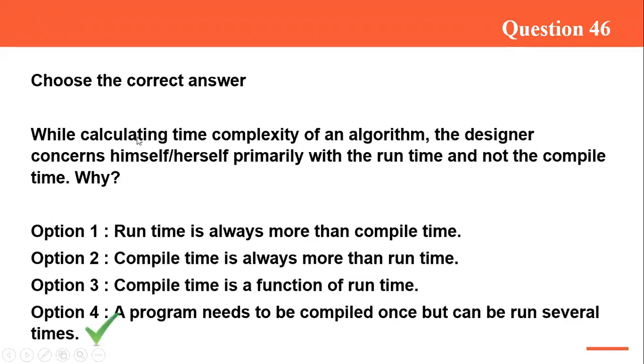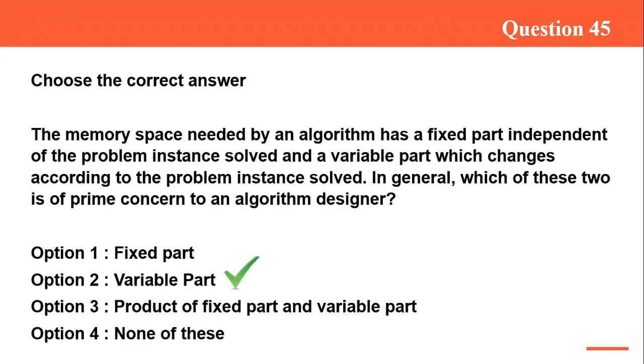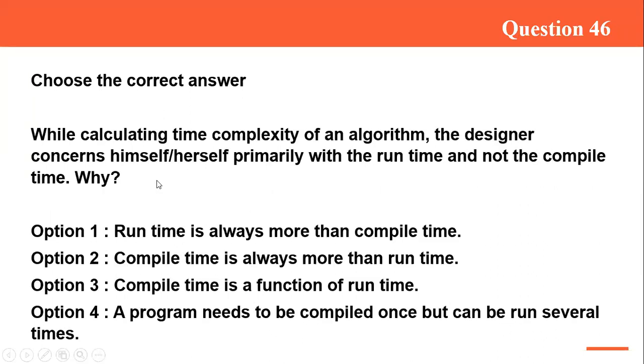Simple example: fixed part means I can consider accepting inputs and all. Variable part means generating output. Do we need to think about the fixed part, accepting inputs? No, that's fixed anyway, so we won't think of that. We will think only of the running part, that is nothing but the variable part. So the answer is variable part. Going for the next one. Please try this.